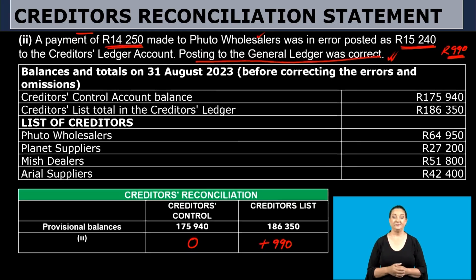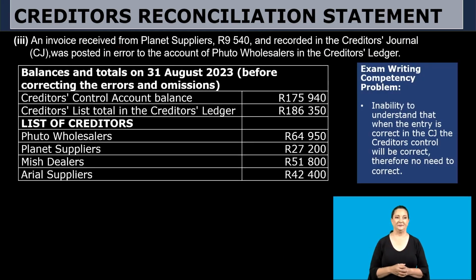Okay. Number 3, it reads, an invoice. So we know that when there's an invoice, it means we have purchased goods on credit from our supplier. So the sign would be a plus. It increases what we owe them. An invoice received from Planet Suppliers, 9540, and recorded in the Creditors Journal, CJ, was posted in error to the account of Puto wholesalers in the Creditors Ledger.